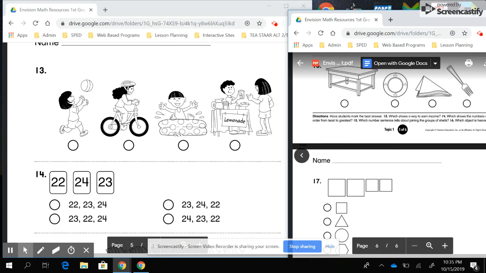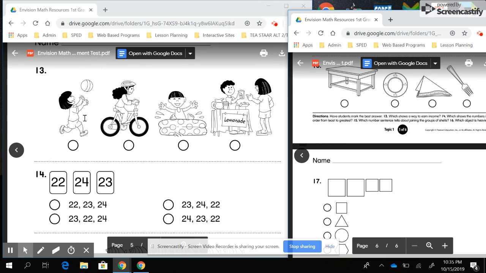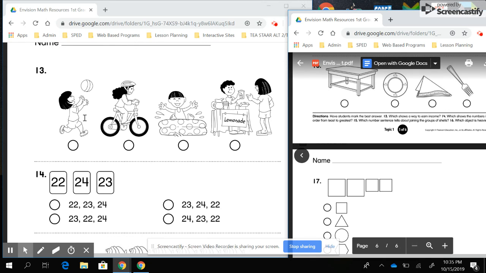Now let's go to question 13. Can you please tell me which picture shows a way that you can earn income? Can you earn income by playing with a ball? Can you earn income by riding a bike? Can you earn income by playing in a pool? Can you earn income by selling lemonade? Please bubble in the answer at this time.